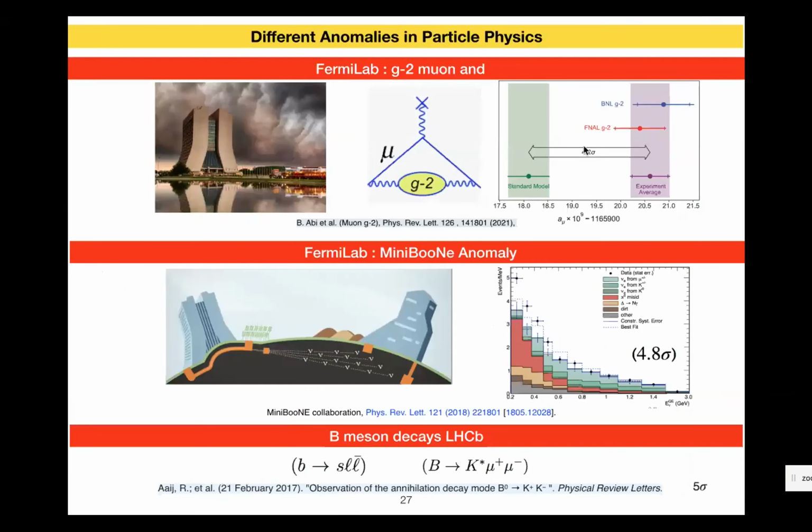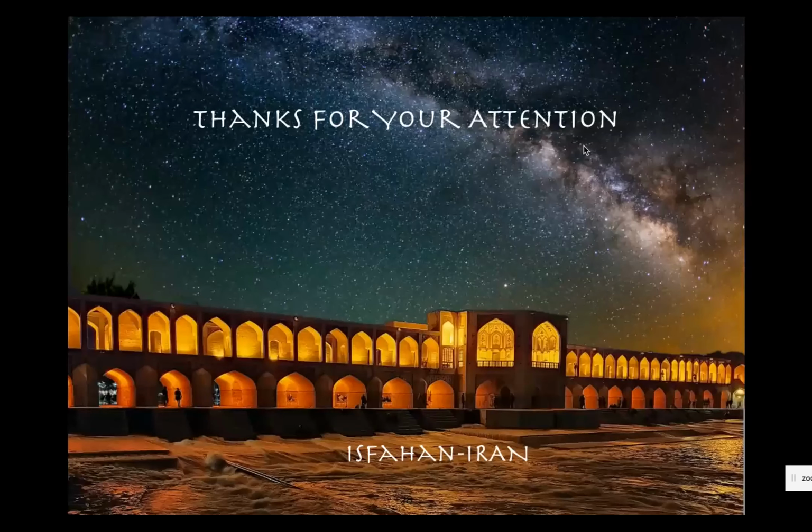And also we have different anomalies in particle physics which have recently and so far appeared, like the muon g-2, the MiniBooNE anomaly, and B meson decays. We are working on them, and we have some good estimates that our model can at the same time solve different anomalies. And this is my talk. Thank you for your attention, and sorry for going a bit out of time.